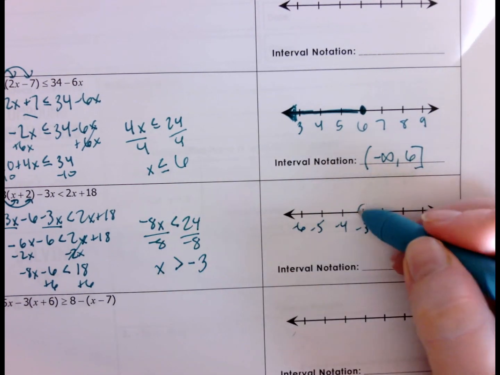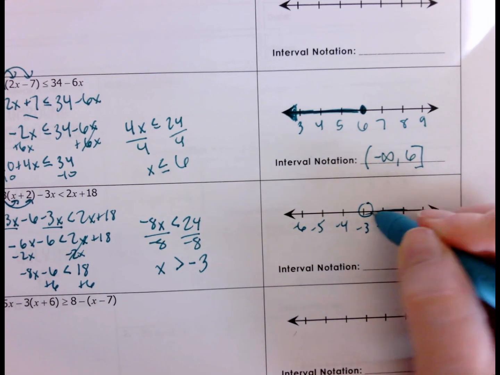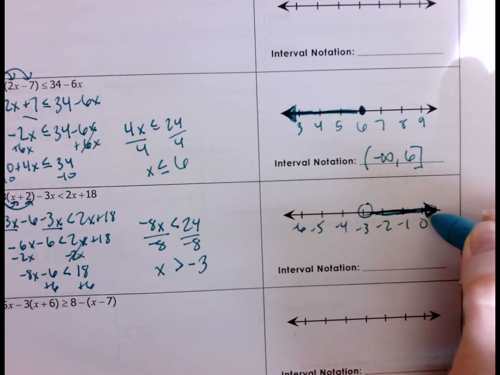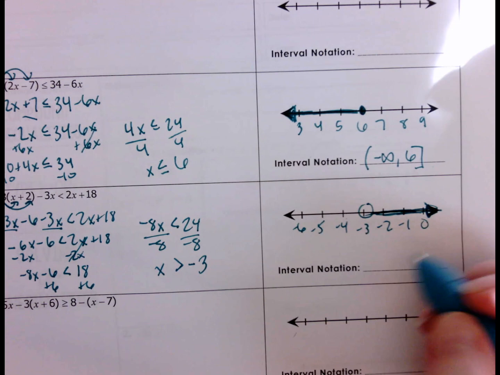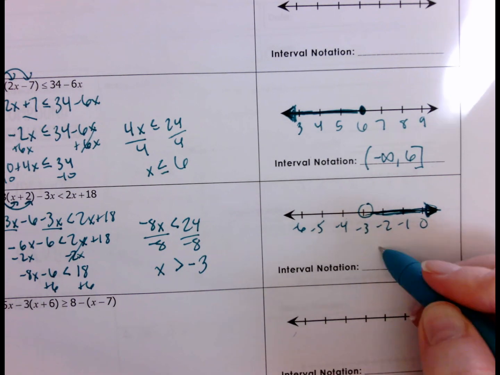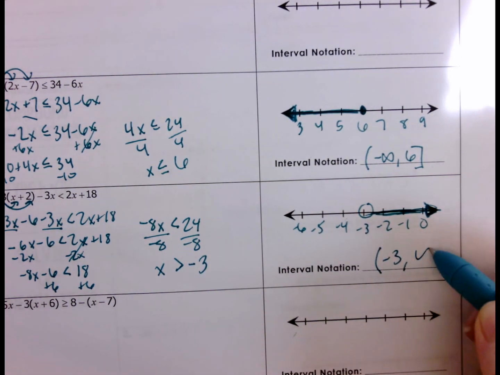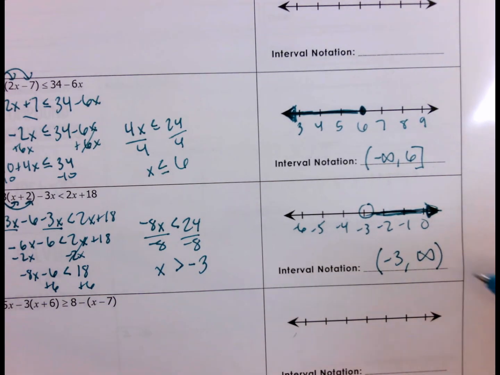It's an open circle, and greater than means everything to the right. Okay, and then I'm going to have from the furthest left point, which is -3, it's an open circle, so I'm going to use parentheses, to infinity, which is also parentheses on that answer. Okay? Alright, so that gives us an opportunity to kind of see what that looks like.